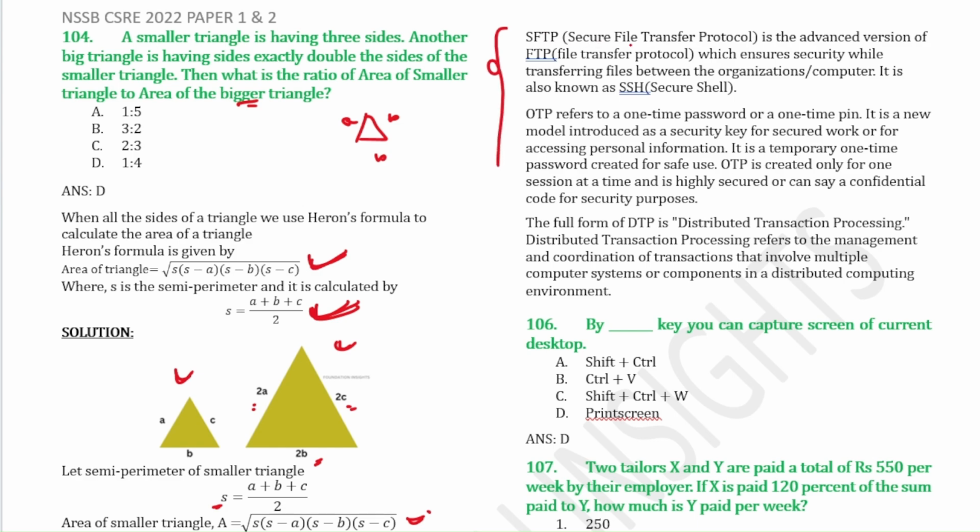SFTP means secure file transfer protocol, okay? The full form is important when it comes to the computer portion. So this SFTP, it is the advanced version of FTP. So FTP is file transfer protocol, okay? So you know the full form. OTP means one-time password or one-time PIN, okay? And then the full form of DTP is distributed transaction processes. So you can go through this point. Next question, by dash key, you can capture screen of current desktop. So it will be print screen.